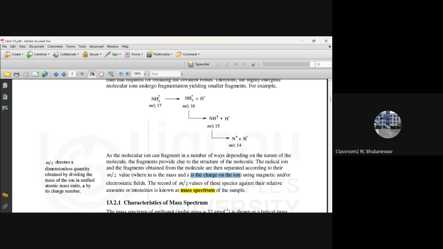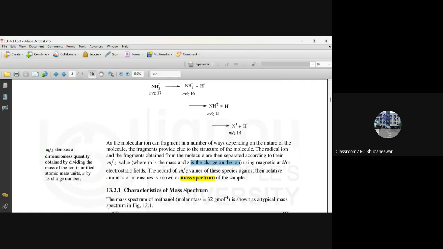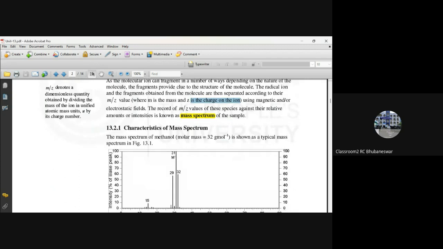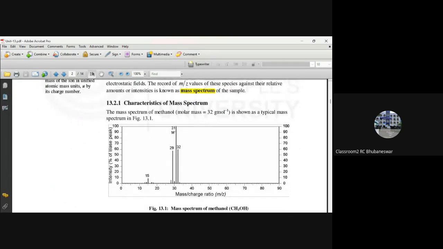Using magnetic and or electrostatic fields, the record of m by z value of these species against their relative amount or intensities is known as the mass spectrum of the sample. This is a spectrum of methanol. Methanol has a molecular mass of 32. So near 32 you are getting a peak.